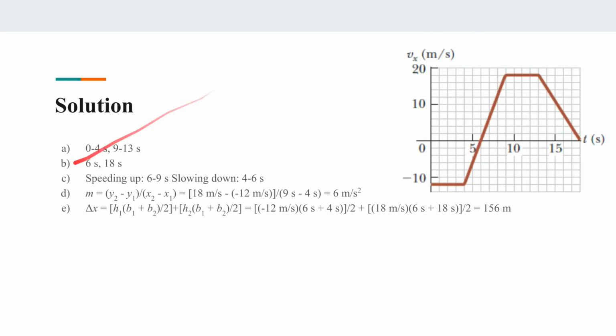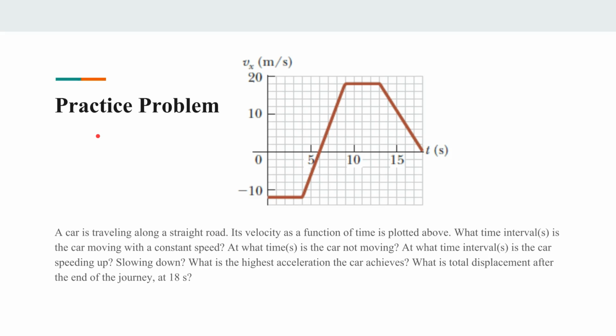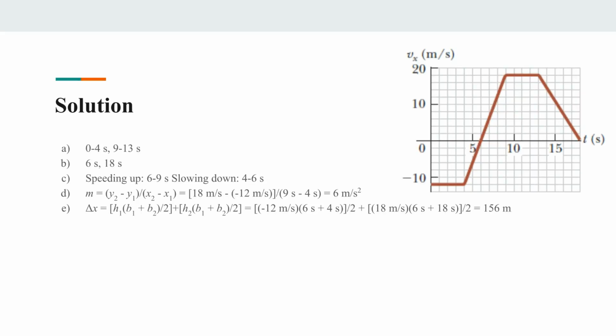So part A is what time intervals is the car moving with a constant speed? If the car is moving at a constant speed, then the slope of the graph at that point must be equal to 0, because it will just keep on staying at this particular y value, or in that case, the velocity. So we can see from this graph that it is 0 to 4 seconds. So that's the first time interval. And there's another one at 9 to 13 seconds.